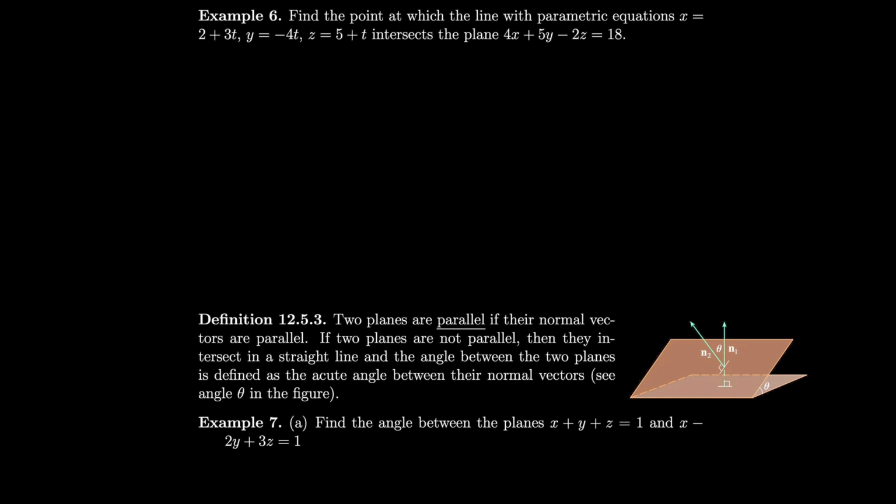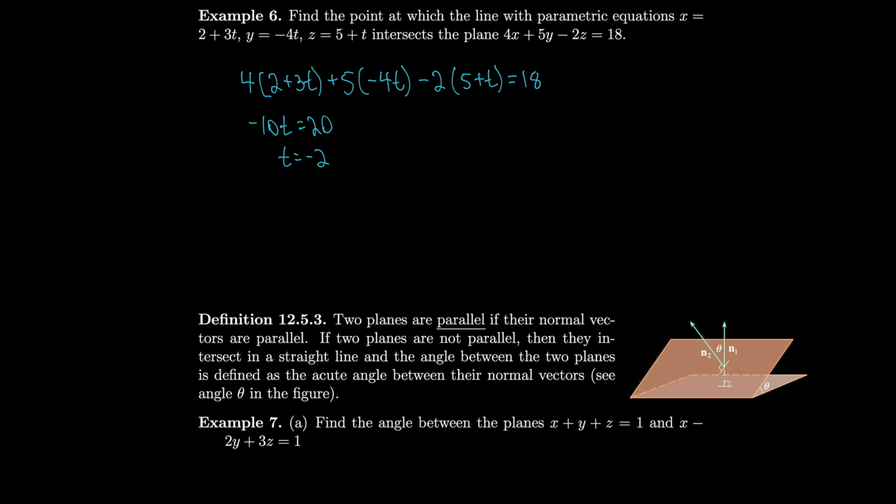How about we find the point at which the line of the parametric equations x, y, and z intersects this plane? Notice that if they intersect, then they have to share common x, y, and z values. So that means I can replace this x, this y, and this z with the x, y, and z they gave me. So how about we do that real quick? We'll have 4 times, instead of x, (2 plus 3t). And then we'll have 5 times (minus 4t). And then we'll have minus 2 times (5 plus t) equals 18. Solving for t, we get that negative 10t must equal 20, so that means t is equal to minus 2.